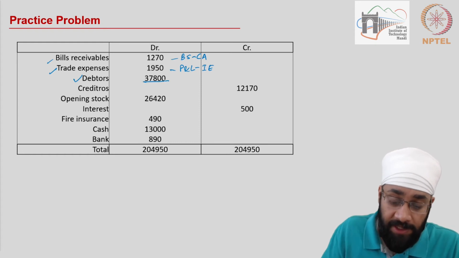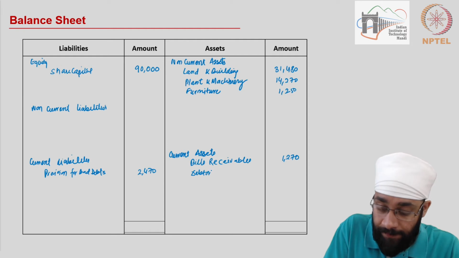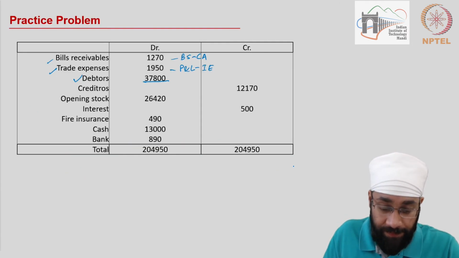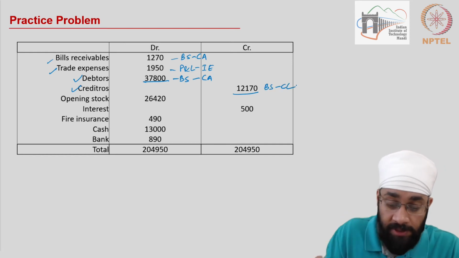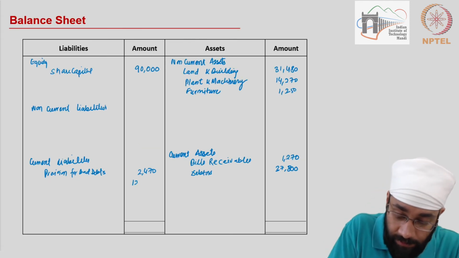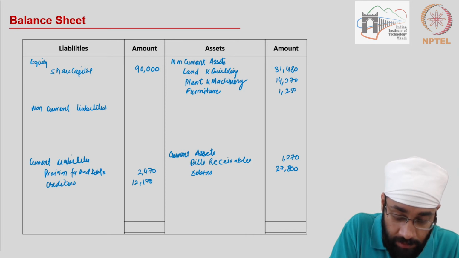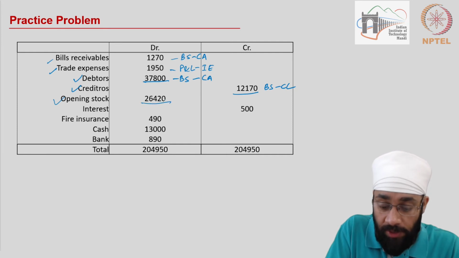Then you have debtors 37,800. Debtors are shown under current assets. 37,800. Creditors are current liabilities. Again, let me write it here. Balance sheet, current assets. Balance sheet, current liabilities. So 12,170 is creditors. Creditors is done. Then you have opening stock 26,420.